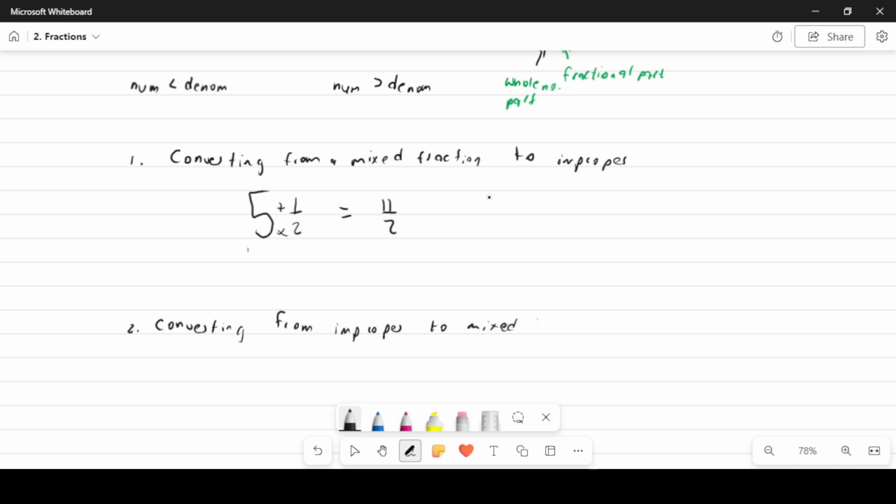If I was given 7 and 1/3, it will be 7 times 3 is 21. 21 plus 1 is 22 over 3. That's how you can convert from a mixed to an improper fraction.